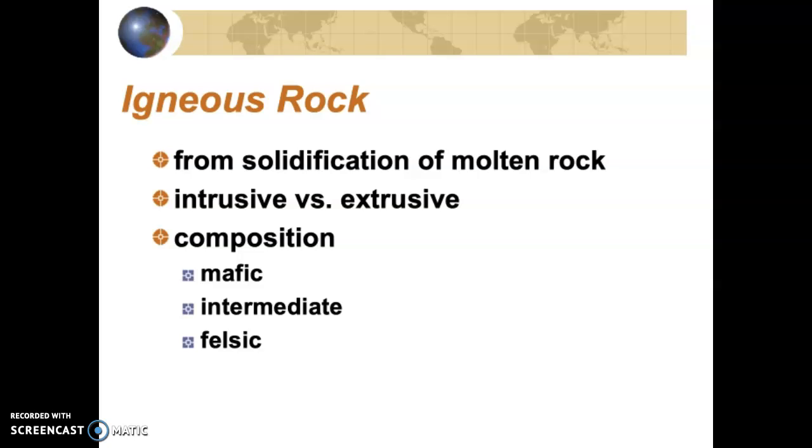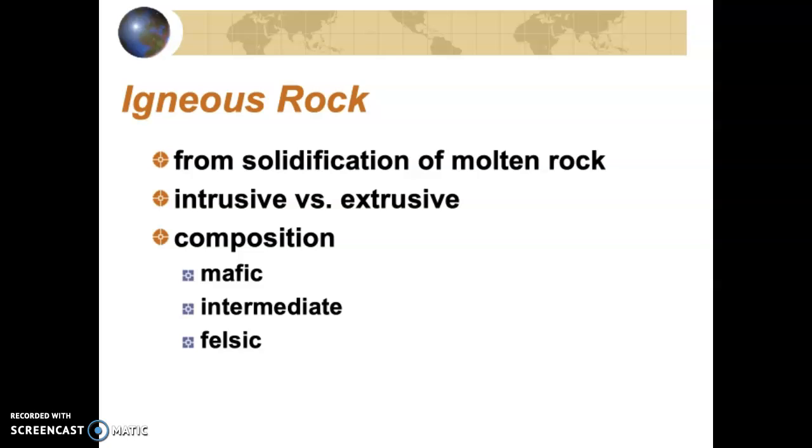The other place molten rock can cool and solidify is at the surface, like near a volcano, and so that we would call extrusive igneous rock because it's been extruded from the ground at the volcano. The other term for these rocks is volcanic. And Vulcan is the Roman god of the forge or the volcano.